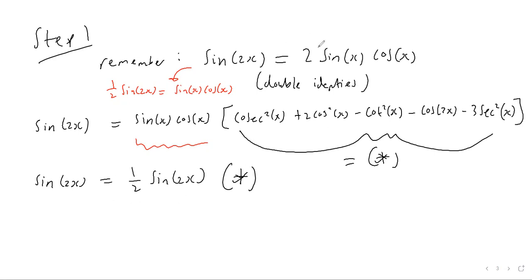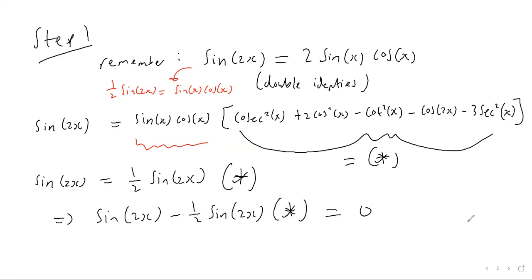You may be tempted at this stage to say, okay, let's just cancel out that and that. However, that would be wrong, because if you do that, you lose solutions, and you'll see why in a minute. What we need to do is rearrange this to the other side. We take away the right-hand side from both sides. So we get sine 2x, take away a half times sine 2x times star, is equal to 0. The reason I'm doing this is that if we cancel out, we lose the possibility of sine 2x being equal to 0, because if we now factorize this equation, we get sine 2x.